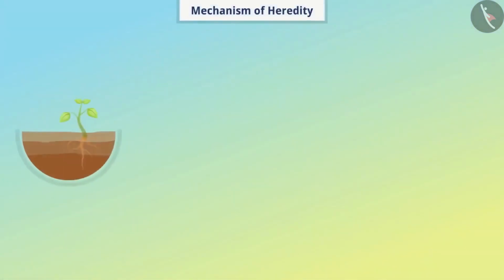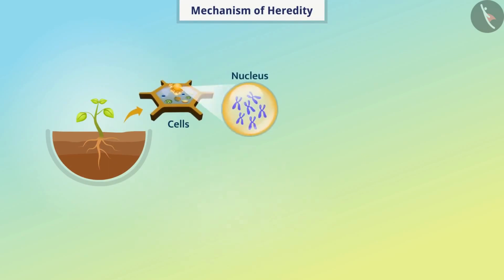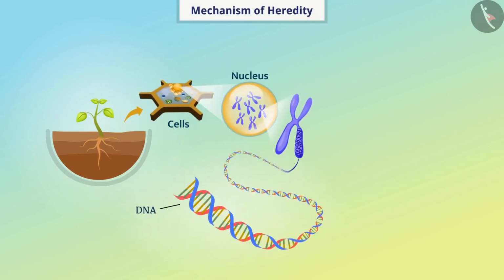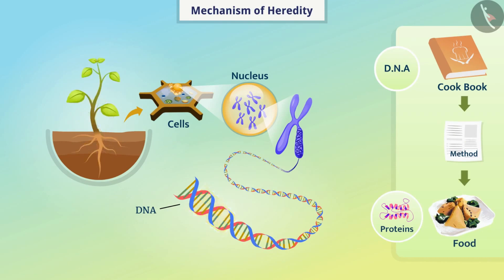Let us understand the mechanism of heredity. The body of an organism is made up of cells. The nucleus of cells consists of DNA. Just as a cookbook is a source of information for cooking, DNA in cells is a source of information for synthesizing proteins. Just as the information about making some dish is stored at some place in the cookbook, the DNA contains specific segments for synthesizing specific proteins. We call each segment a gene.